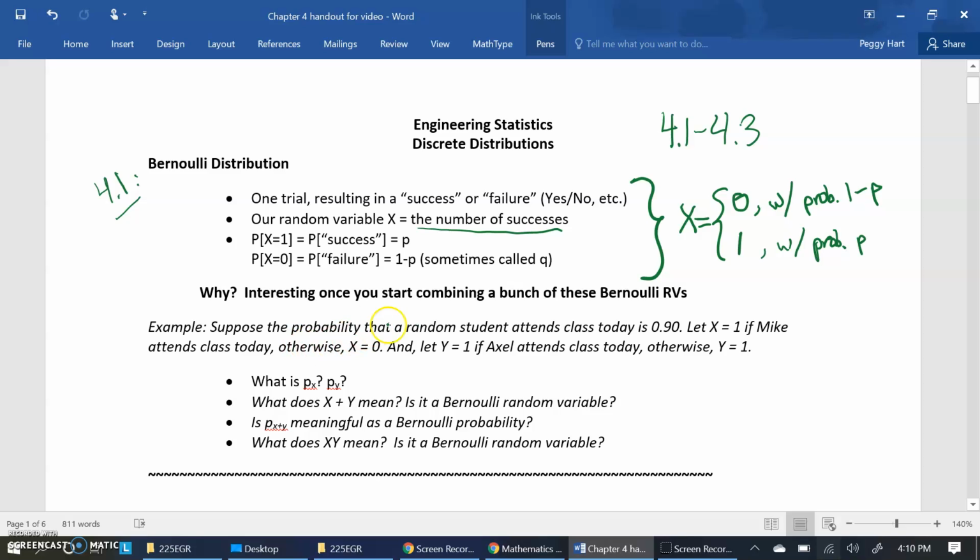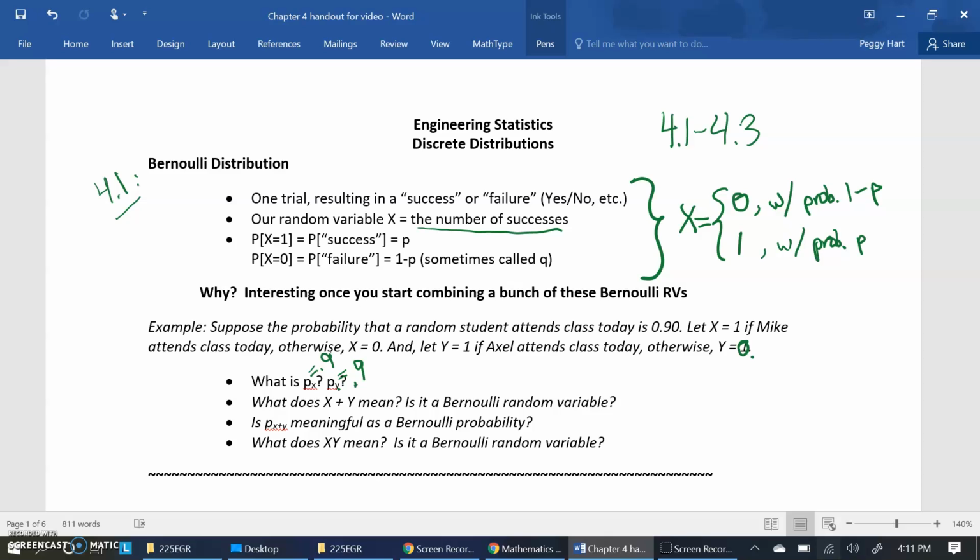So suppose the probability that a random student attends class today is 90%, 0.9. X equals 1 if Mike attends, otherwise x equals 0, and y equals 1 if Axel attends, otherwise y equals 0. Sorry about that. So p sub x, p sub y is just the probability of success for x. For Mike, probability of success is 90%. If these are independent, then the probability for each of them would be 0.9. It's such a simple experiment, we just assume they're identical.